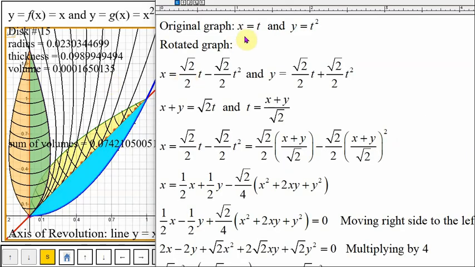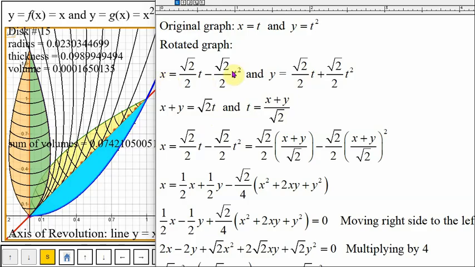So once again, the parametric equations for the original graph are x equal to t and y equal to t squared. And the parametric equations for the new, rotated graph are these. And so we do x plus y, and then we can see that this term here will cancel out. And then what's left is going to be the square root of 2 over 2 times t plus the square root of 2 over 2 times t, which is the square root of 2 times t. And so t is equal to x plus y divided by the square root of 2.